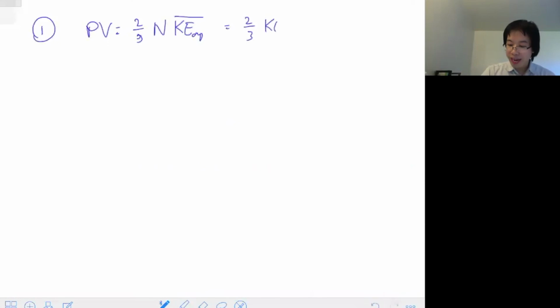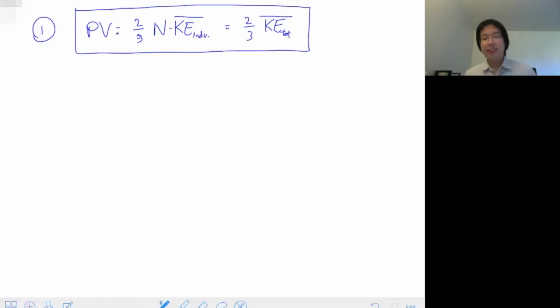Okay. And so recap, PV is 2/3 N times the average kinetic energy. Now, N times the average kinetic energy is also the total energy, right? The average total energy of the system. This is the average individual. So N times the individual is the total. Okay. So keep both of these in mind.